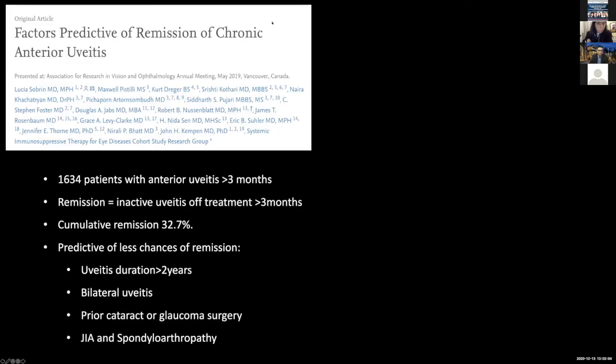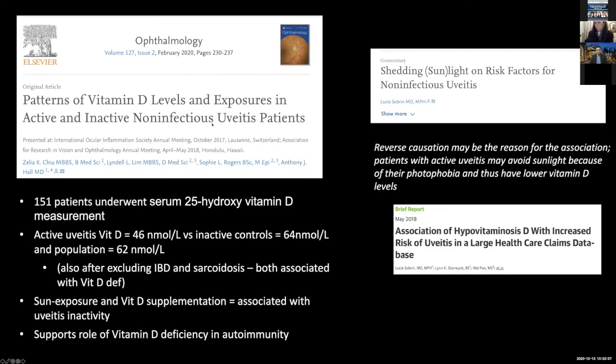This was a paper from the SITE group, and they looked at factors that were predictive of remission of chronic anterior uveitis. So they had over 1,600 patients who had anterior uveitis that was active for more than 3 months. And they defined remission as uveitis being inactive off of treatment for 3 months. They observed a cumulative remission rate of about 33%. So that means that 2/3 of patients were still active. And the factors that were predictive of lesser chances of remission included a uveitis duration of more than 2 years, bilateral uveitis, undergoing prior cataract or glaucoma surgery, and a diagnosis of JIA or other spondyloarthropathies.